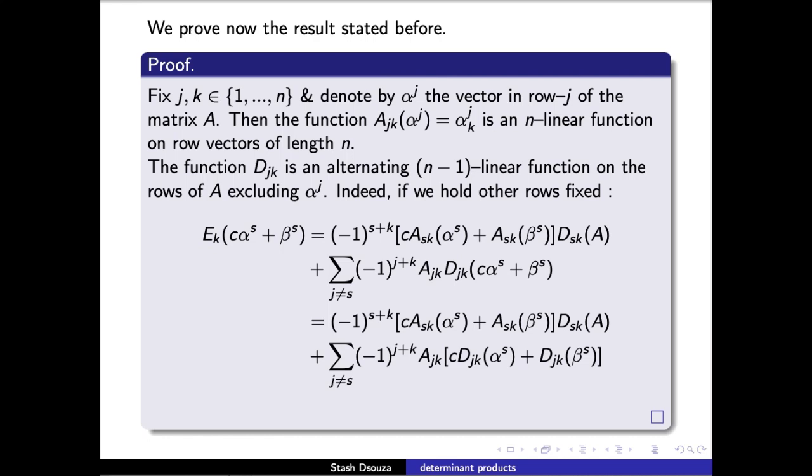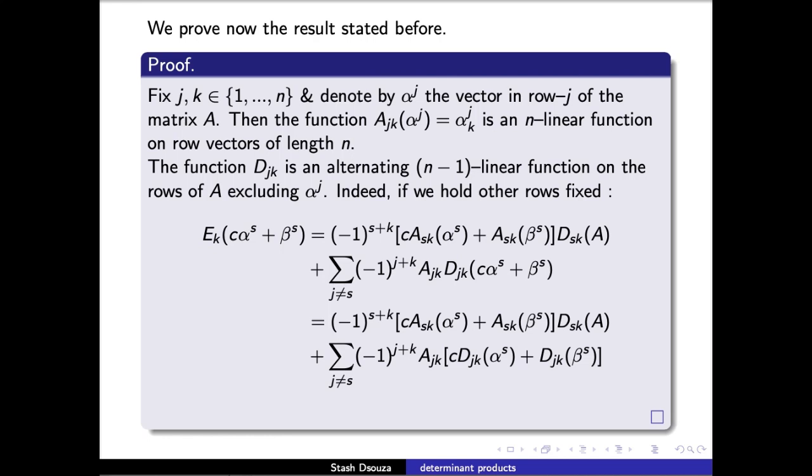This result has to be proven in 3 steps. We need to prove one, that the function ek is n-linear. Then we need to prove it's alternating. And lastly, we need to prove that it is a determinant if d is a determinant function on matrices of dimension n minus 1. This allows us to complete the induction step. And we already know that we can define determinants on matrices of dimension 1. And this allows us to grow that definition for any given matrix dimension.